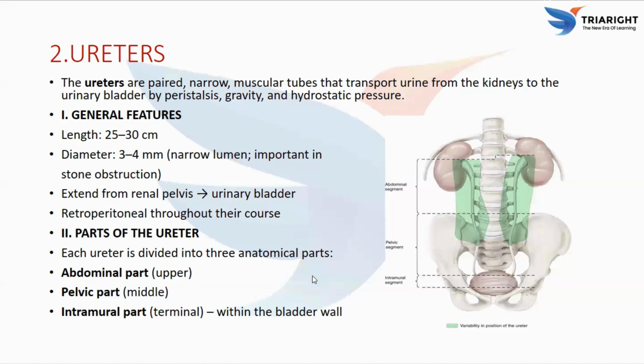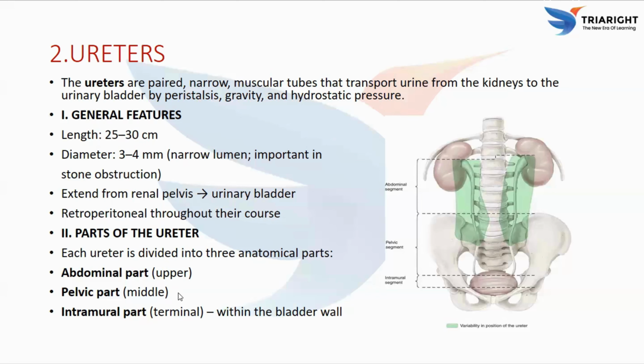The ureter has three anatomical parts as it travels downward to the urinary bladder. What is the first part? The abdominal part, which is the upper part. It lies in the abdomen from the renal pelvis to the pelvic brim. It runs over muscles like the psoas major. It is crossed by the gonadal vessels, which are important in the anatomy.